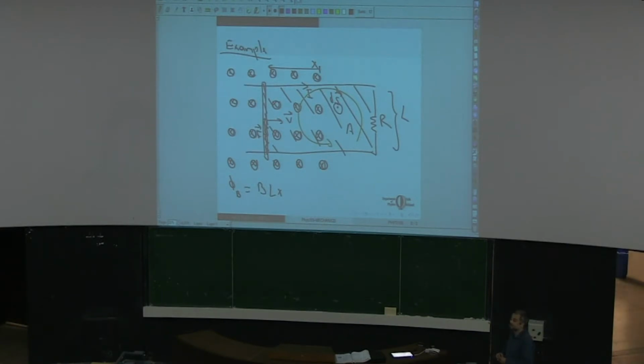Positive means that the magnetic field lines are passing through this surface in the direction of ds. Negative would mean that the magnetic field lines are passing through this surface in the other direction. So magnetic field lines are passing in that direction, and the positive direction of this area is in this direction. So this is negative.